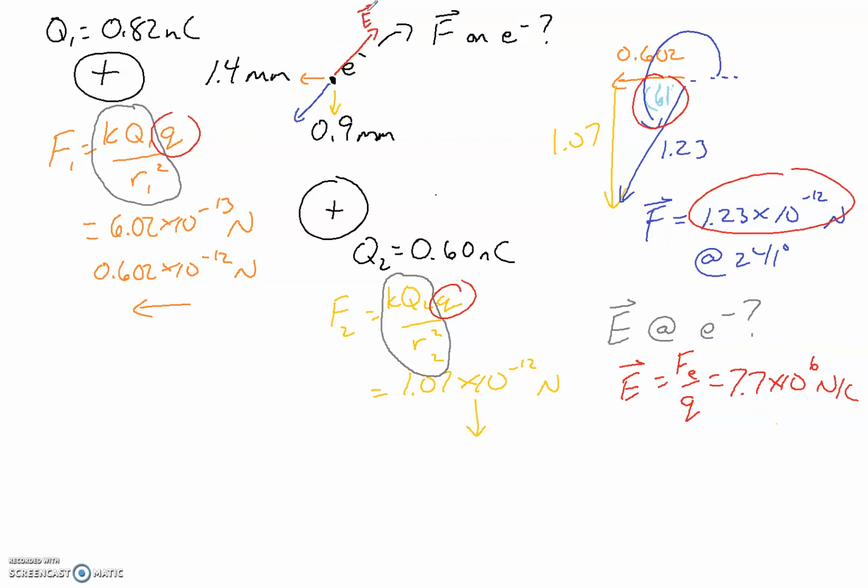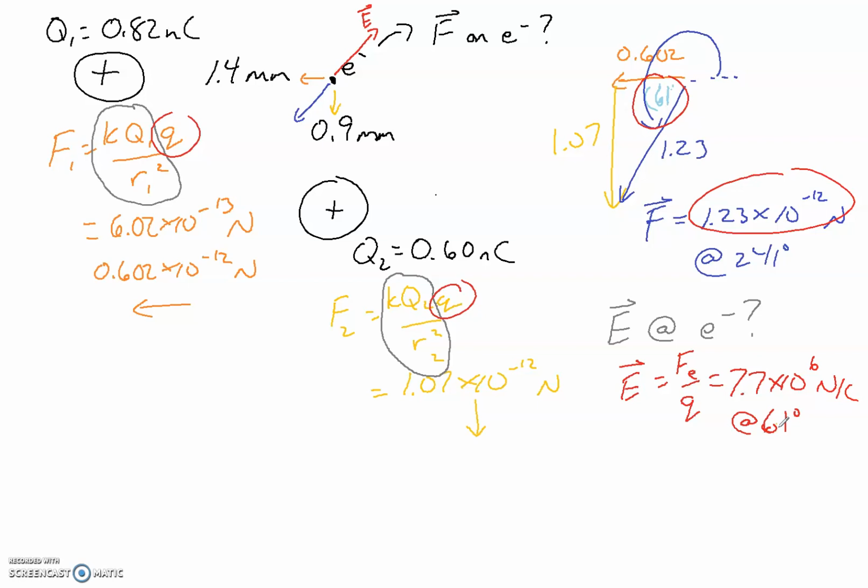If it had been a proton, they'd be going the exact same direction because positives go with the field. But in this case, it'd be going against the field. So the electron wants to go down left, which means the electric field is going upright, at 61 degrees.